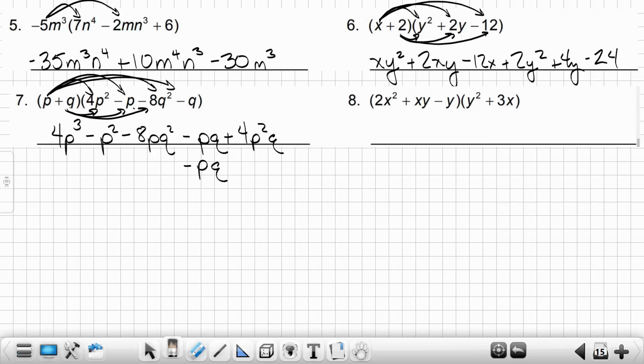8 minus 8q cubed. Minus q squared. So this one did have a like term that we had to combine. This is the only thing that matched with something else, so we will have to combine it. It's a little obnoxious because most of this is just simply rewriting. That'll give me a negative 1 and a negative 1, which gives me negative 2pq.